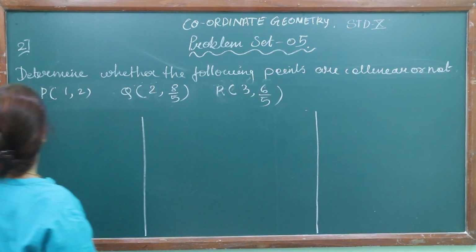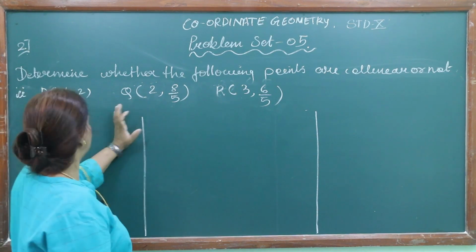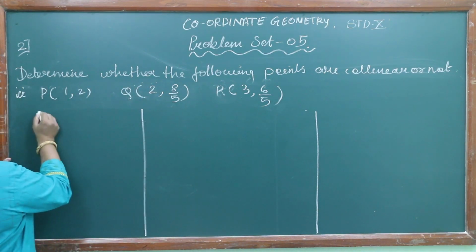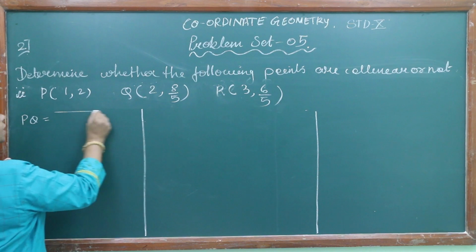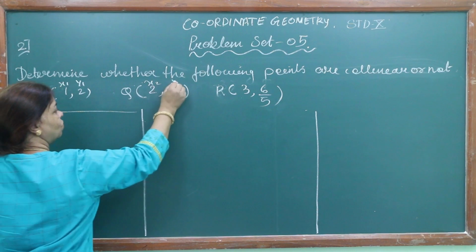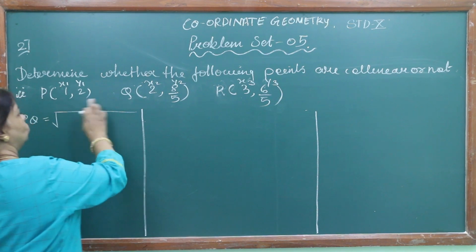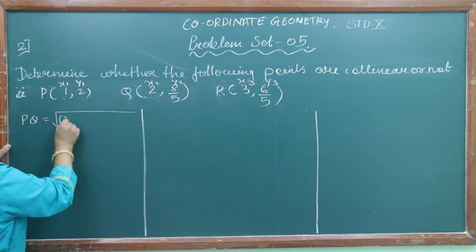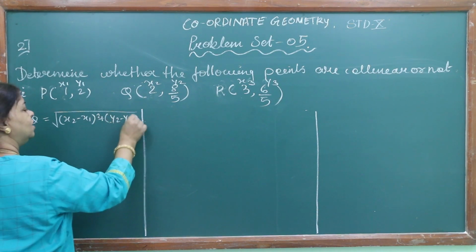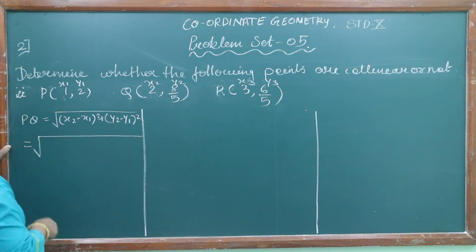Sub question 2 of 2, determine whether the following points are collinear or not. The points are P, Q and R. Let us find the distance by distance formula, children. PQ is equal to under the root, this is x1, y1, x2, y2 and this is x3, y3. So x2 minus x1 the whole square plus y2 minus y1 the whole square. Place the values, children. You can also solve yourself.